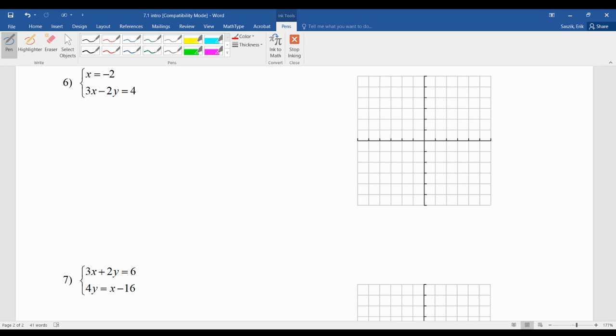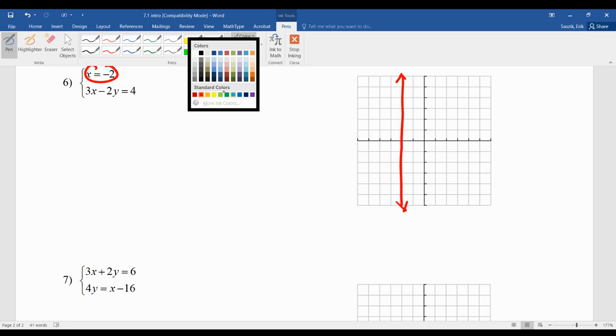Now, in the next one, you can imagine, well, we'll cross that bridge later. This one here, remember, I'm going to do these quickly. X equals -2. Remember, x equals a plain number is always a vertical line. Okay. And then the other one I'll do in blue.